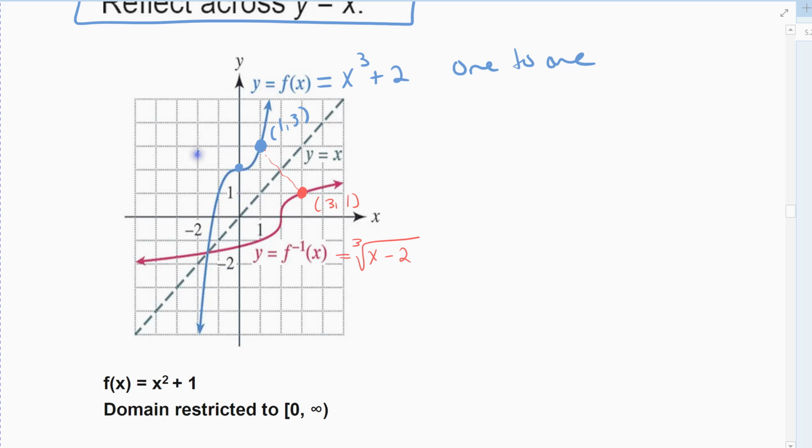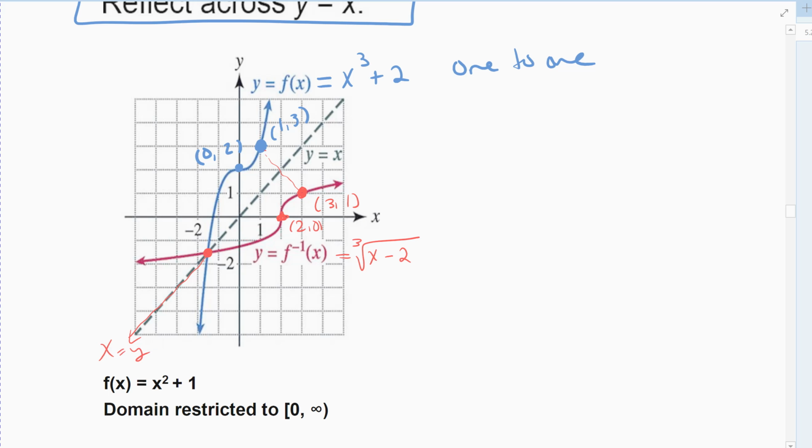This would be the point (0, 2), and reflected over becomes the point (2, 0). The only time that my invertible functions can intersect is if they're on that line. So the dotted line is the x equals y line, all right? And so they intersect at that x equals y line.